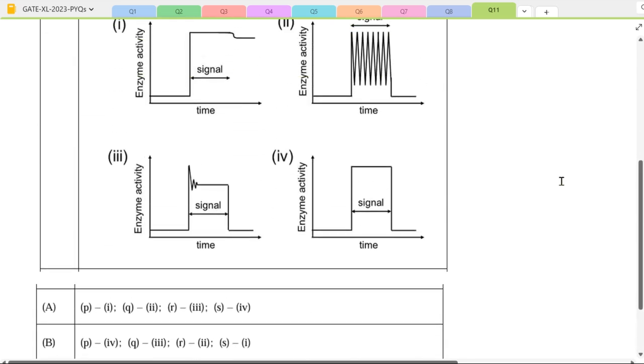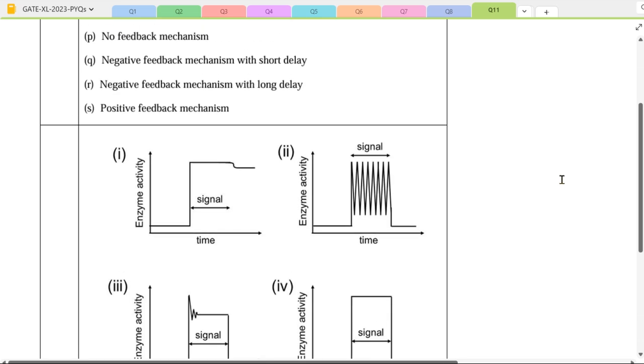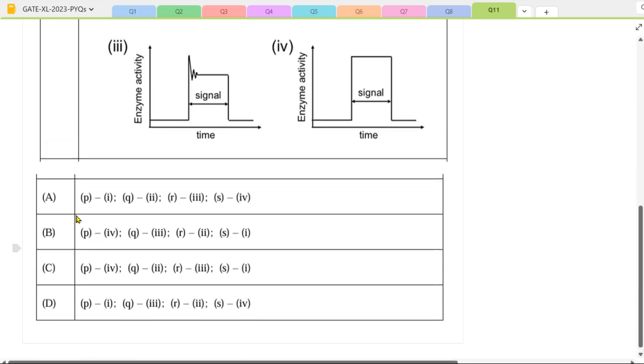If you look at these figures, clearly you can say that for positive feedback mechanism, it is option 1, because here the enzyme activity keeps increasing and stays the same with increasing time, which means that even as the products are getting formed, the enzyme activity doesn't decrease. So basically there is no decrease in the enzyme activity upon product formation. So this clearly states that it's a positive feedback mechanism.